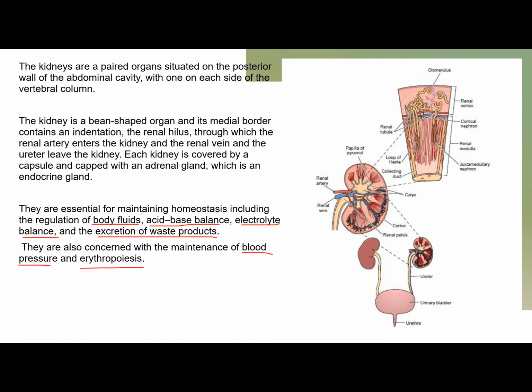And erythropoiesis. Now, when we talk about erythropoiesis, the prefix erythro refers to red blood cells, and poiesis means the creation. So erythropoiesis is the creation or the production.